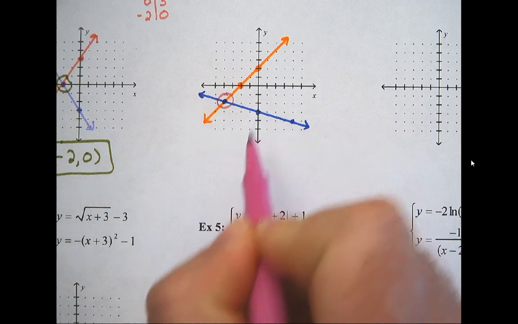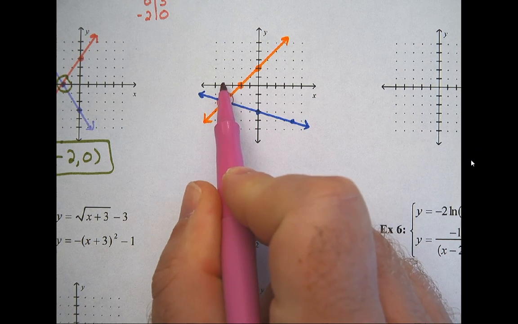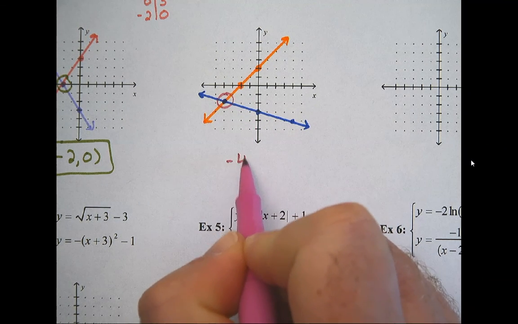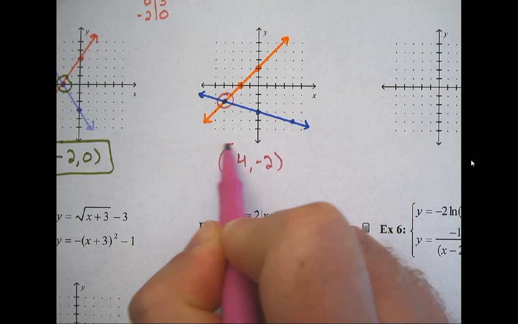So I'm going to circle this as my solution. That's, 1, 2, 3, -4, -2.